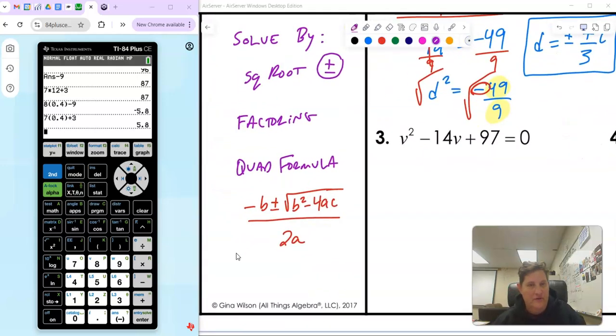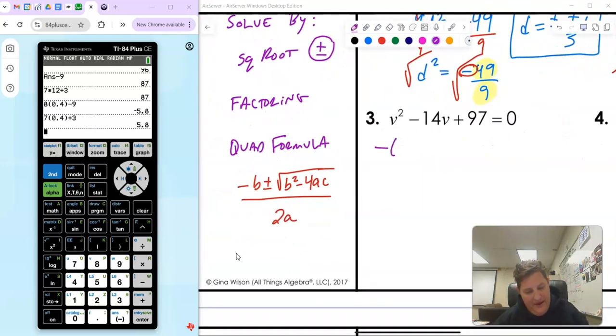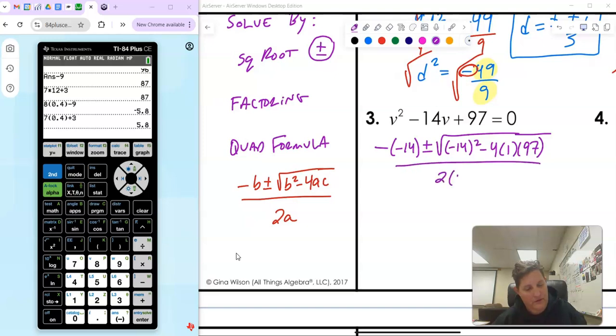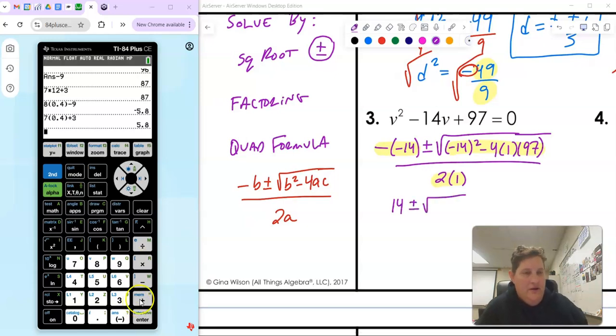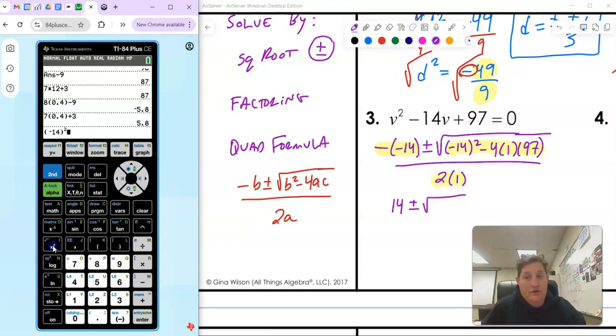Alright, so if I'm using quadratic formula for this, it would be negative b plus or minus the square root of b squared minus 4ac all over 2a. Okay, and remember, I would tell you guys, we do this in 3 parts. 1, 2, 3. Okay, the first part, negative 14 is just 14. This next part, you can put that straight into your calculator. Be careful though, you have to put the parentheses around the negative 14. If you don't, it will do it wrong.